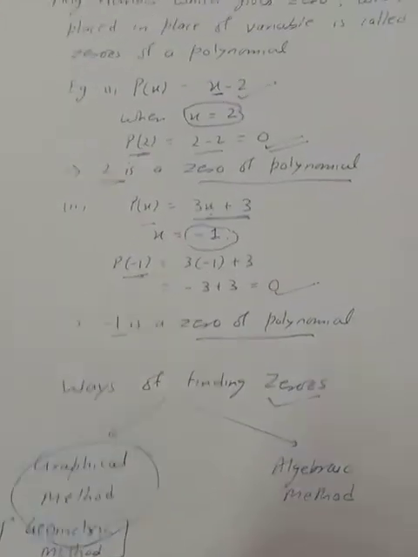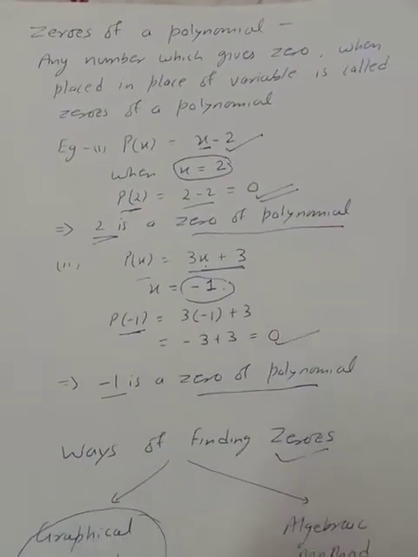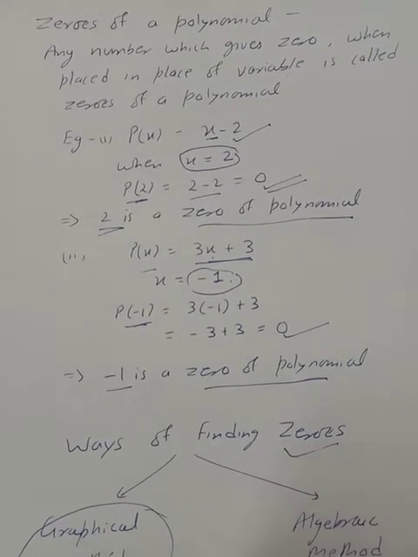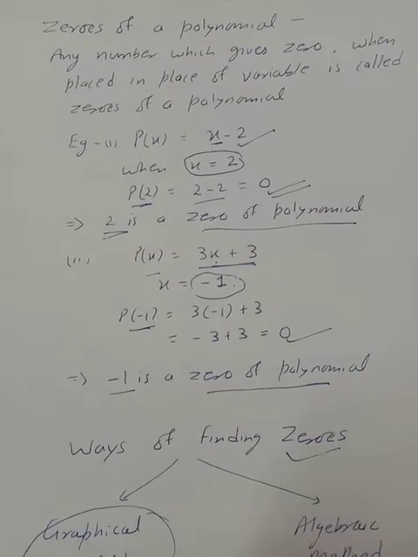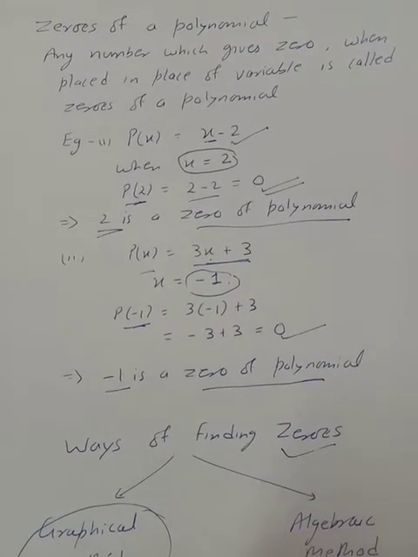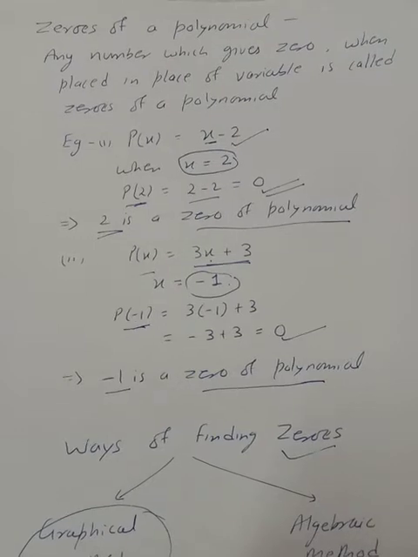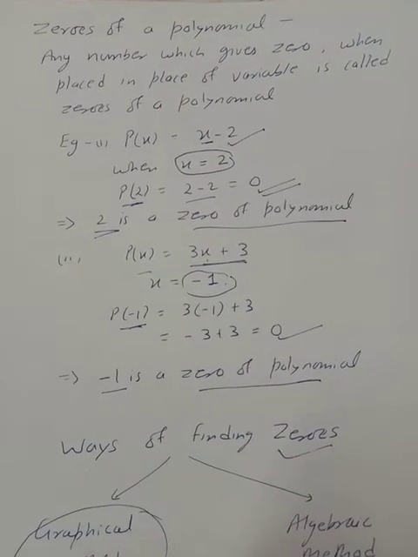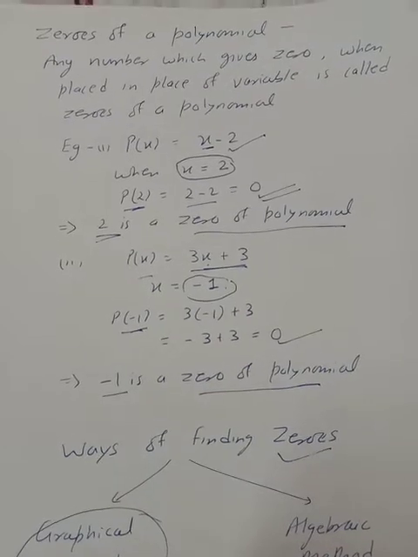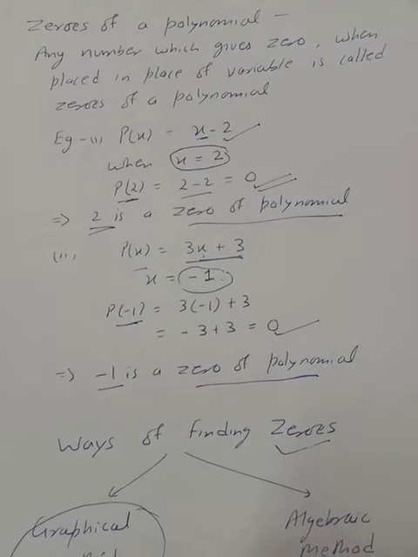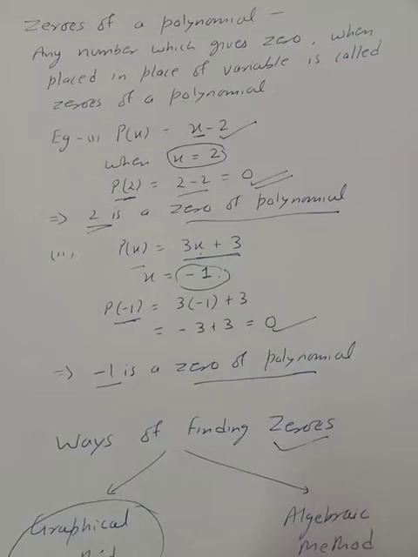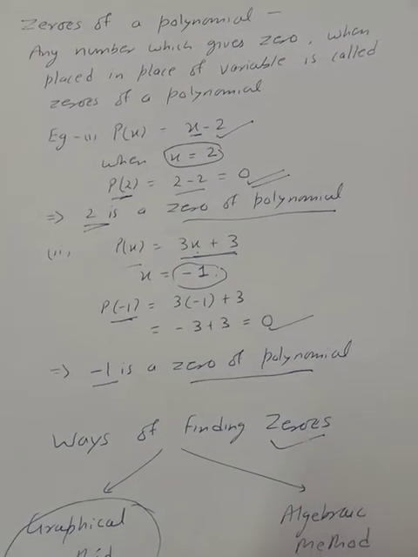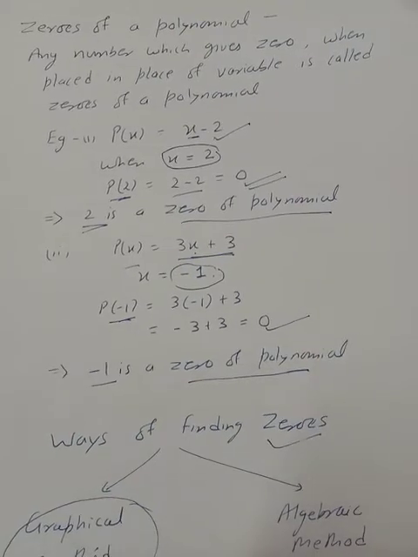Next we have the concept of zeros of a polynomial. We are familiar with this concept as we have done it in class 9th also. Zeros are basically any numbers which give 0 when we place them in the place of the variable. Means any number which, when we place it in the place of the variable and solve further, gives the answer 0, that number is called a zero of the polynomial.